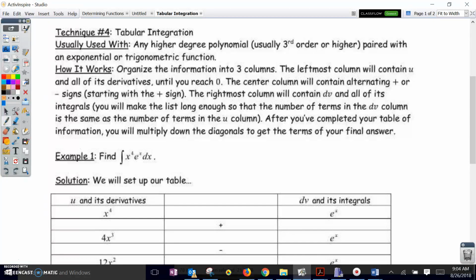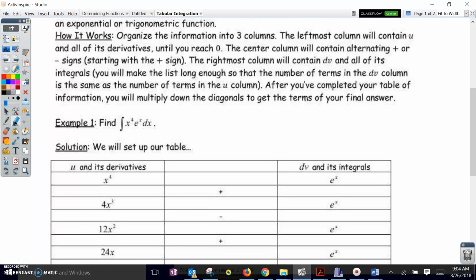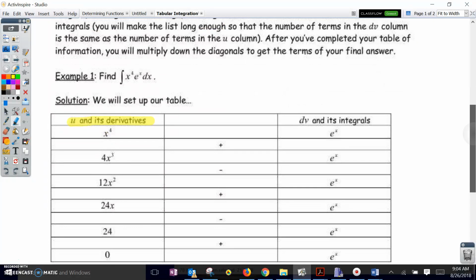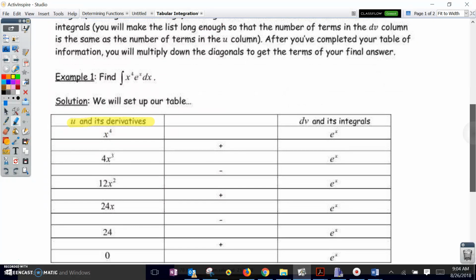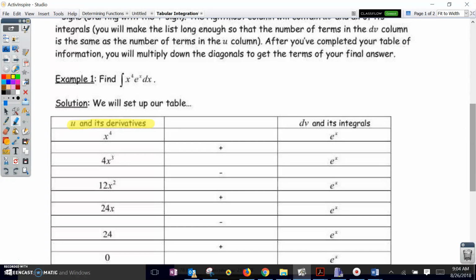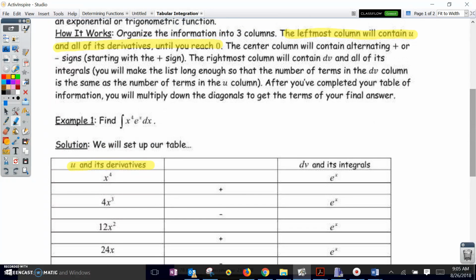So here's how it works. What we do is we organize the information into 3 columns. The leftmost column contains u and all of its derivatives, all the way down to 0. We want to take the derivatives of that polynomial all the way down to 0. I write my tables a little differently than I've seen other people write them elsewhere. I write u and its derivatives, and then I skip a line in the table in between each one, so that I have proper alignment for my middle column.